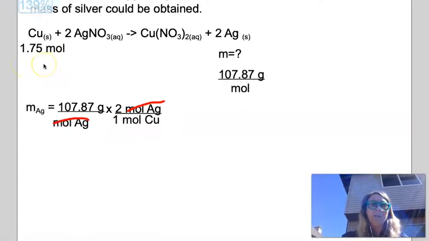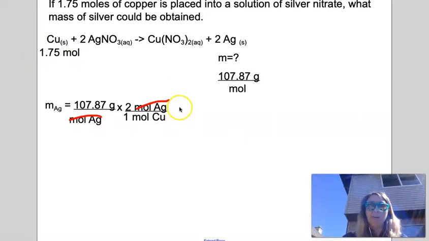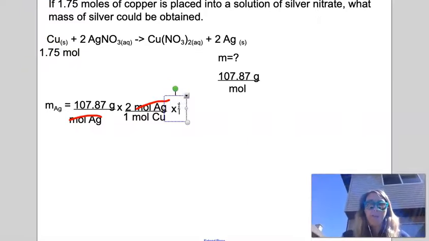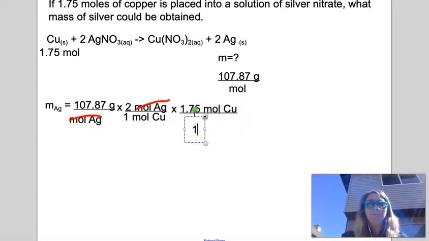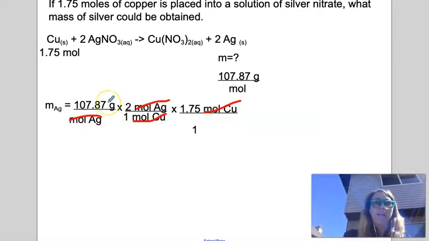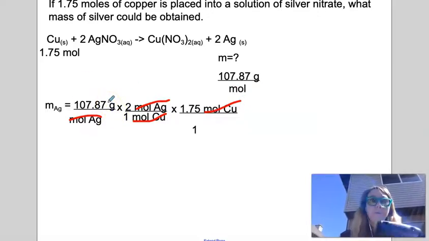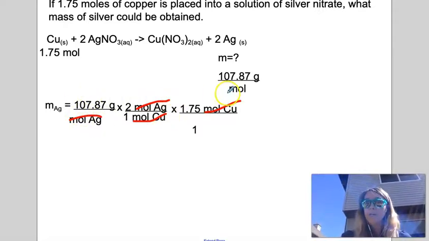We can do that because we know that we have 1.75 moles of copper. So we can times by 1.75 moles copper, and we can just put that over 1. And then when we have a look, our moles of copper are going to cancel. All we're left with is those grams that we started with, okay? So on your calculator, 107.87 times 2 times 1.75, right? And that's because all our numbers were on the top. Remember, we multiply by numbers on the top, we divide by numbers on the bottom.